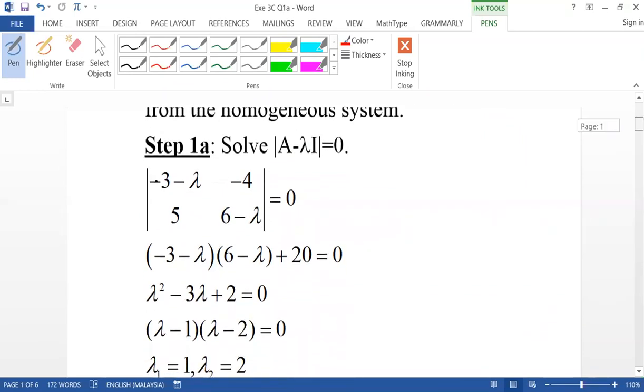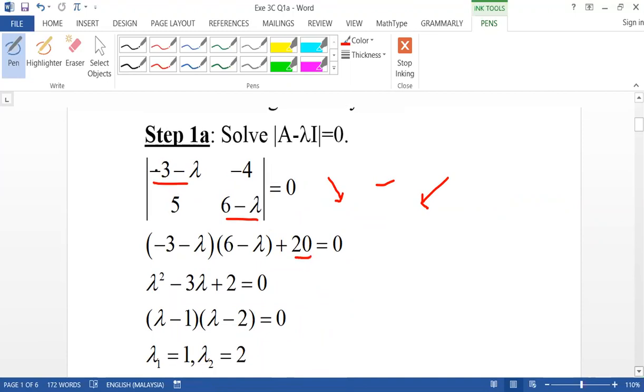Then you find the determinant, as you know, the product of the main diagonal, which is -3 minus lambda multiplied by 6 minus lambda, minus the product of the other diagonal. So minus 5 times -4, minus negative, so positive 20. You expand the bracket: -18 plus 20, you have 2.